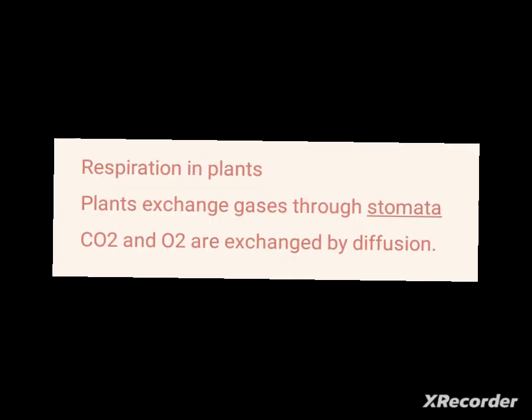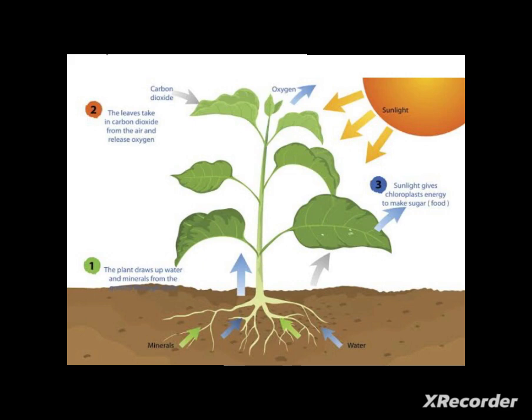Diffusion is a random movement of molecules from a region of high concentration to a region of low concentration. During nights, there is no photosynthesis process occurring and carbon dioxide is released into the atmosphere. During daytime, carbon dioxide is generated during respiration and this is used for photosynthesis and in turn oxygen is released.